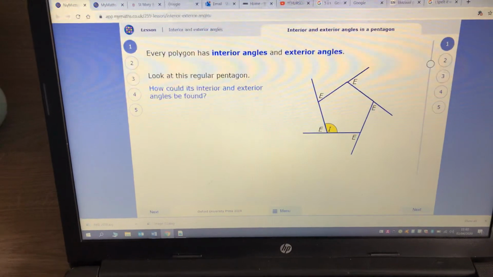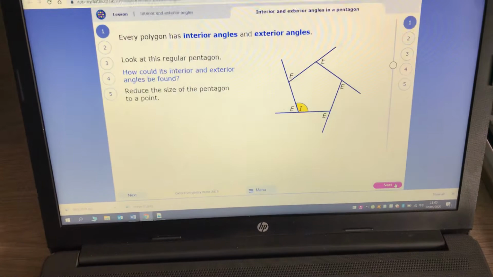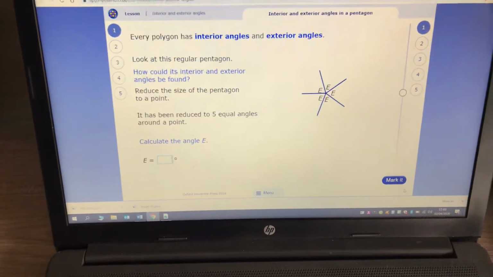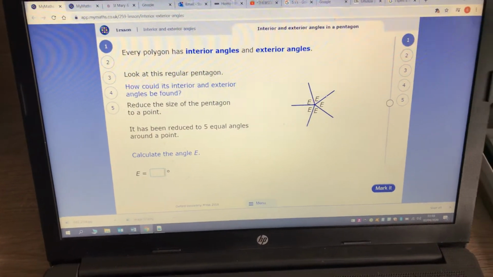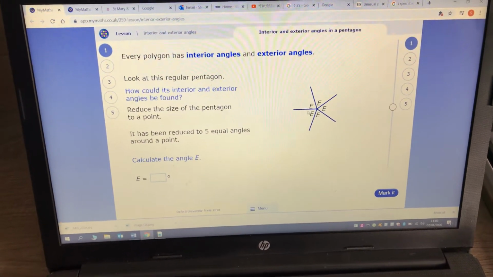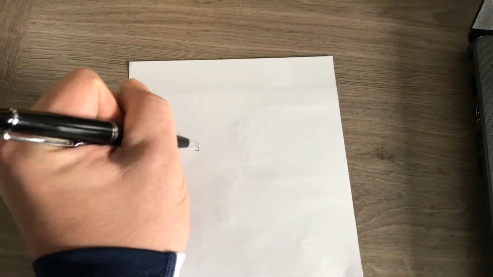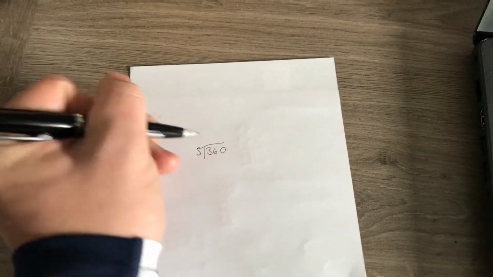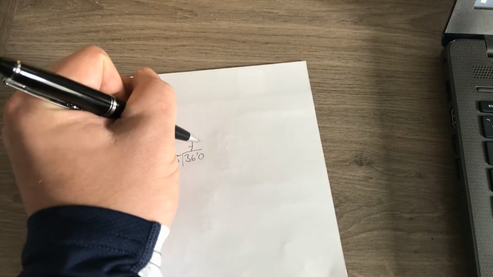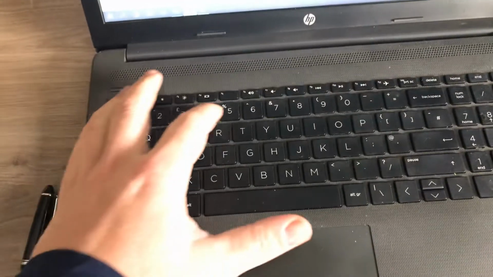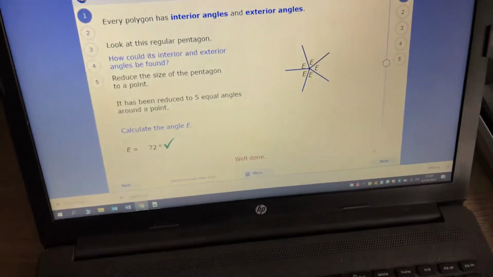How could the interior and exterior angles be found? Follow it carefully. You reduce the size of the shape. Watch what happens. It comes down and creates the 360 loop. Can you see that? It's now 5 equal angles around a point. So to calculate angle E, you would need to do 360 divided by 5. How many 5s go into 36? 7 remainder 1. How many 5s are in 10? 2. 72. Let's just check that's right. So the exterior would be 72. Well done.